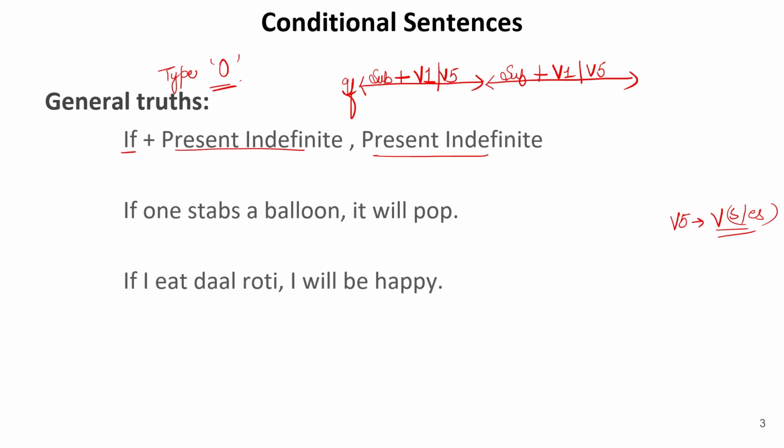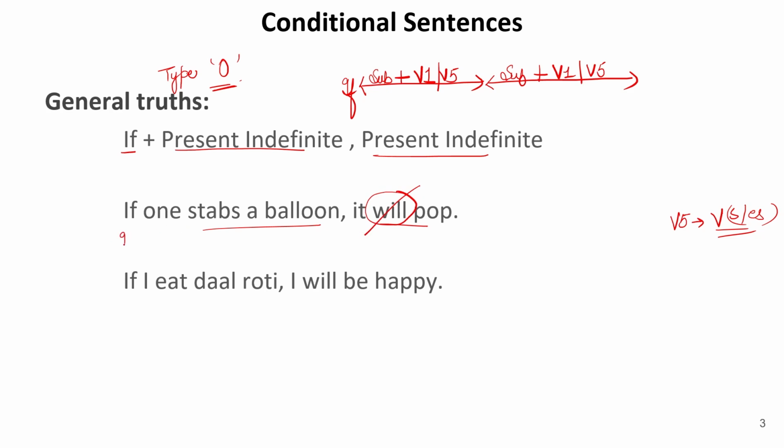In fact, this is constant. Therefore, we'll write both sides of the sentence, both the clauses of the sentence, in present indefinite tense. For example, if one stabs a balloon, it will pop. Obviously, it will happen. But if it really happens the same way, then "will" is not required.